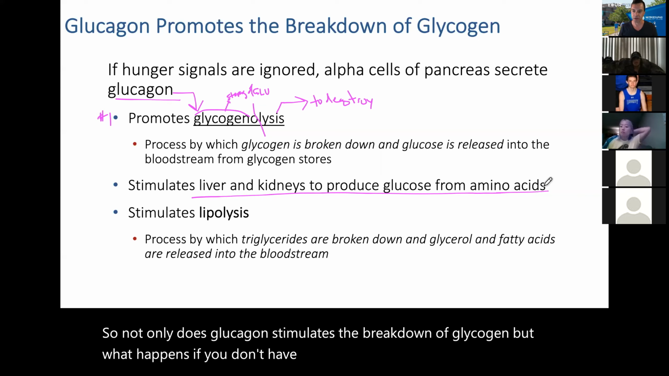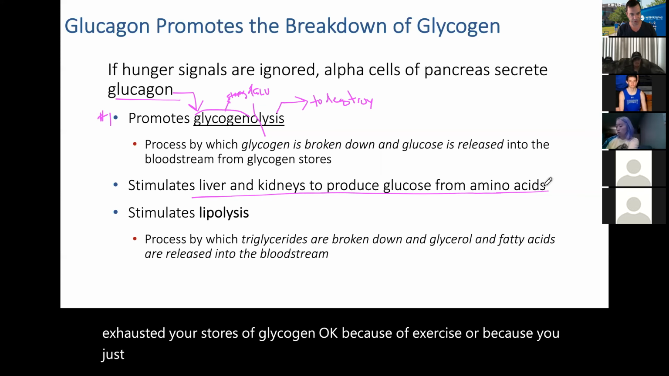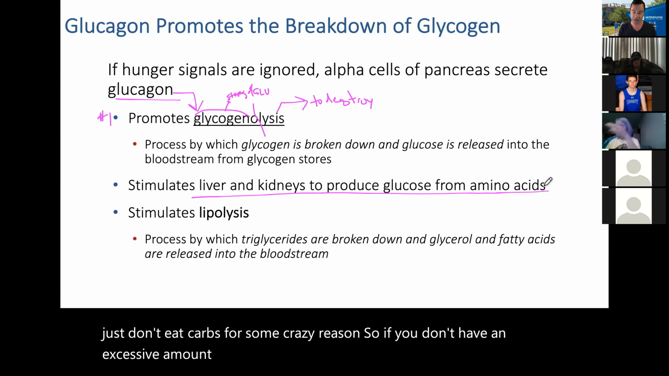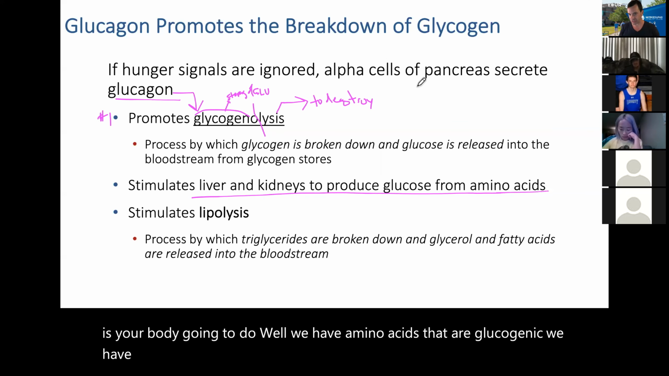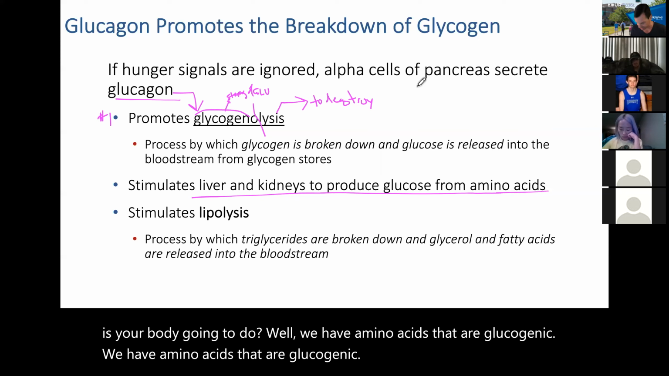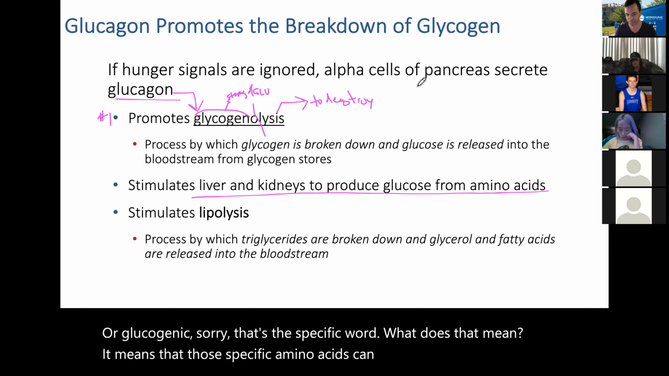of glycogen? Okay, let's say you've exhausted your stores of glycogen, because of exercise or because you just don't eat carbs for some crazy reason. So if you don't have a sufficient amount of stores, what in the heck is your body going to do? Well, we have amino acids that are glucogenic. Sorry, that's the specific word. What does that mean? It means that those specific amino acids can become a glucose molecule. How does that happen? Magic.